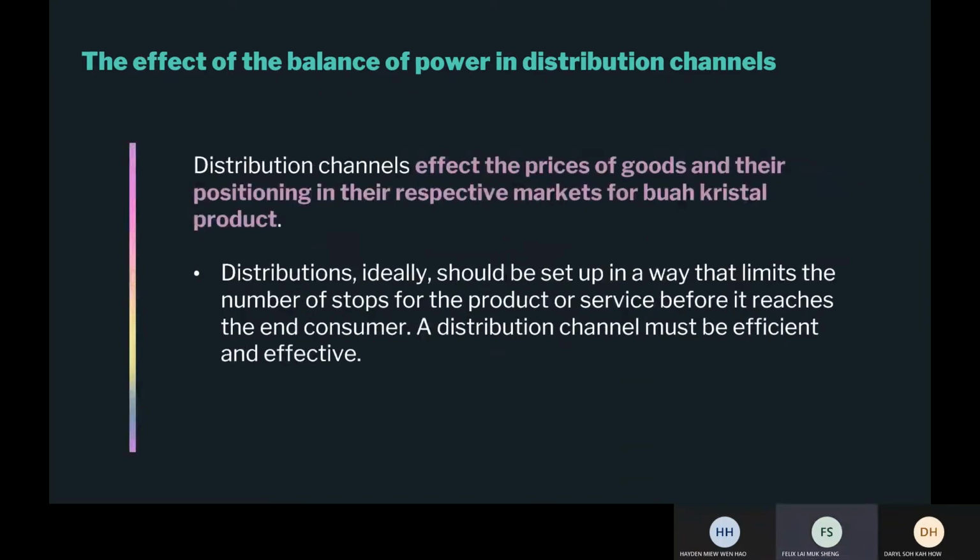Okay, so the second one, distribution channels affect the price of goods and their positioning in their respective markets for Bois Crystal product. Distribution ideally should be set up in a way that limits the number of stops for the product or service before it reaches the end consumer. A distribution channel must be efficient and effective.